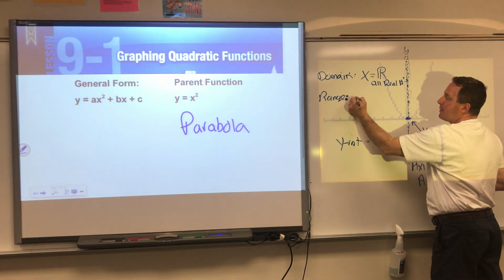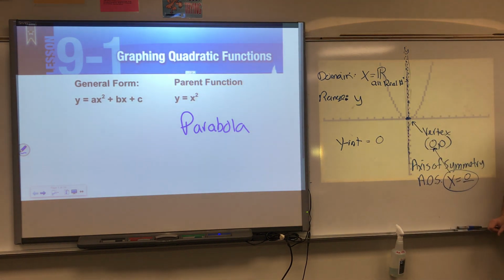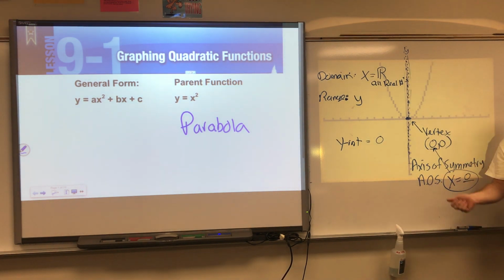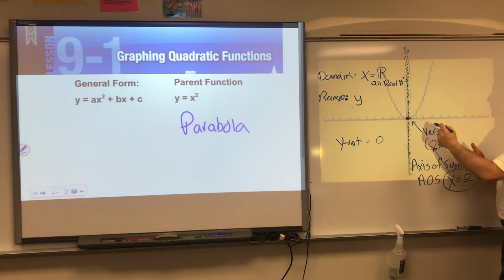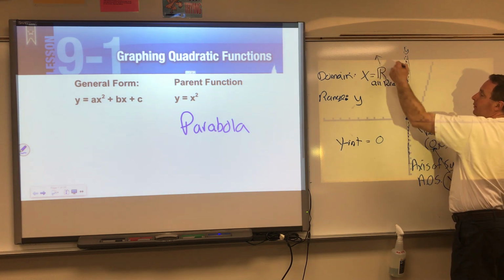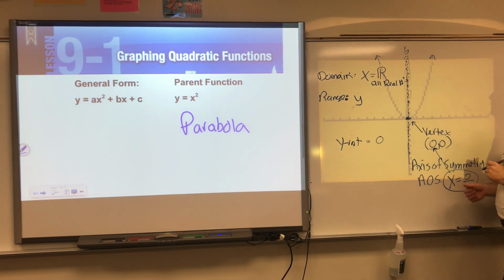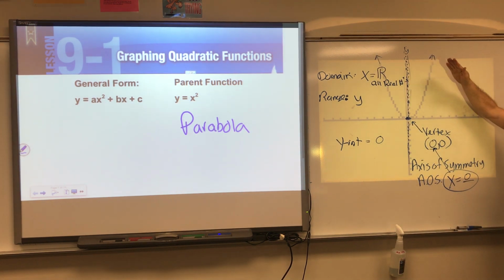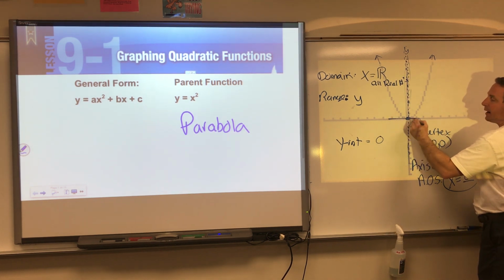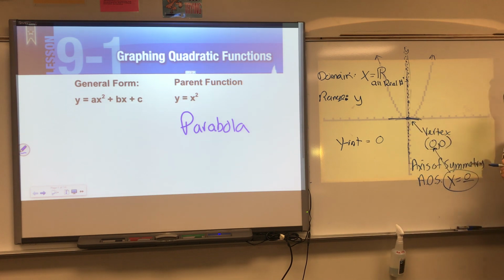Okay? In describing the range, if you remember, the range deals with the y values, and the y values talk about how high or low the graph goes. Well, the parabola here is going up forever on that side, up forever on this side, but it doesn't go down forever. Okay? It stops right here. It has a low point. And the lowest point of this particular parabola is 0.